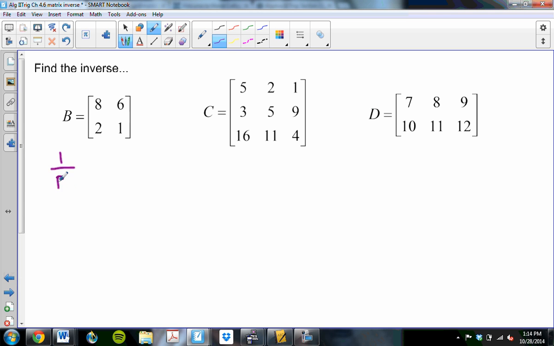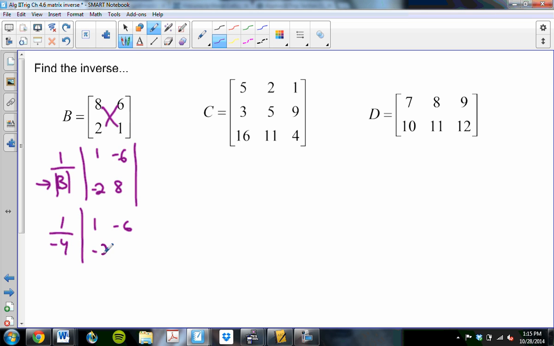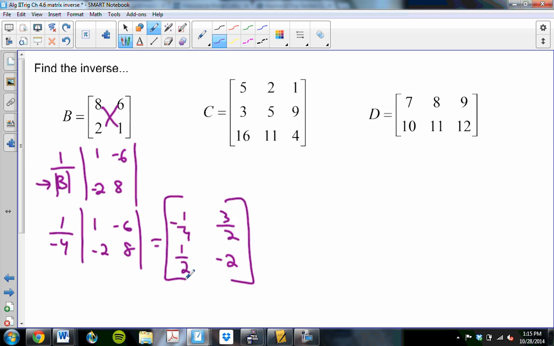1 over the determinant of B times 1, 8, 6, 2. These are negatives. Well, the determinant of B is going to be 8 minus 12, which is negative 4. That becomes negative 1/4. 6 over 4, which is 3 over 2. Negative or positive 1/2, and negative 2. This right here is my B inverse.